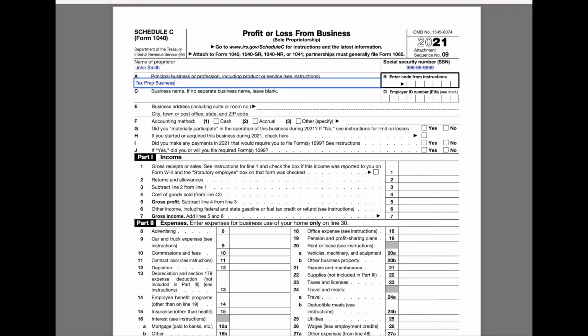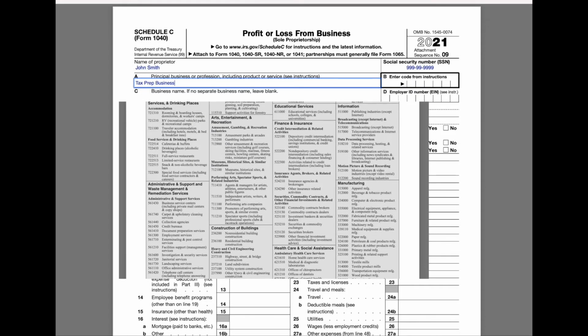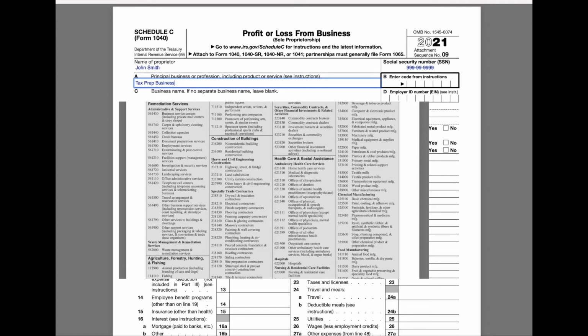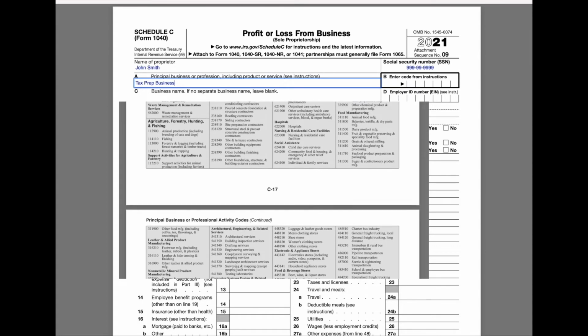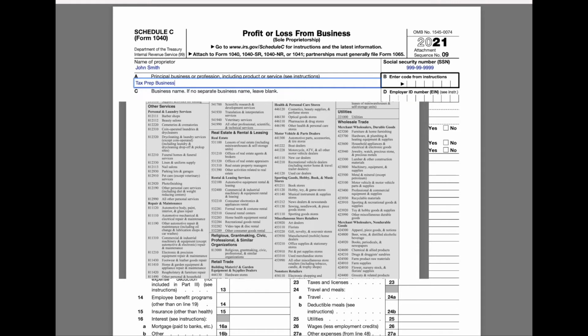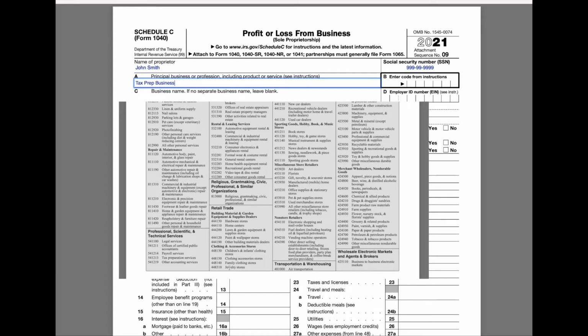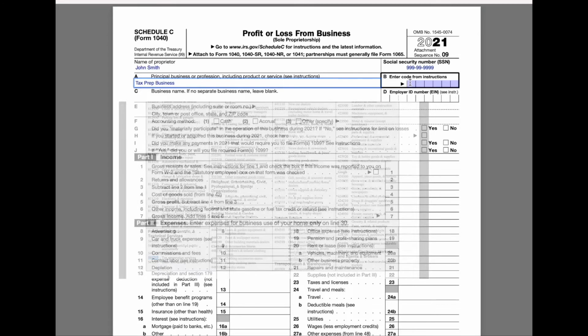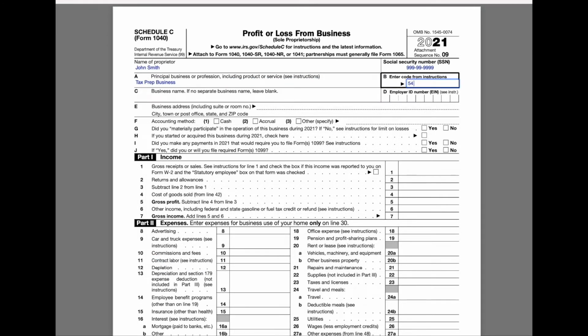Next, you'll enter the 6-digit activity code from the instructions. These numbers classify the business by the type of activity they are engaged in. This helps facilitate the administration of the Internal Revenue Code by the IRS. You would first select the category that best describes your business activity. Then you would select the actual activity that best describes your principal source of sales. In this example, it would be 541213.